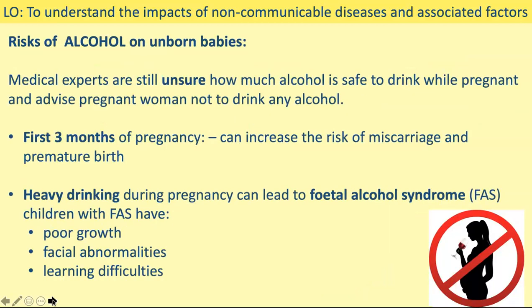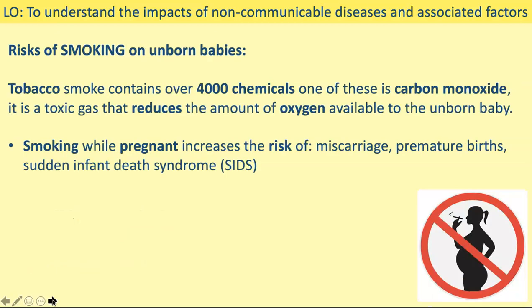There are risks of alcohol to unborn babies too. Medical experts are still unsure how much alcohol it's actually safe to drink while pregnant. So pregnant women are advised not to drink any alcohol at all. In the first 3 months of pregnancy, if you drink alcohol, you can increase the risk of miscarriage or premature birth, and heavy drinking during pregnancy can lead to fetal alcohol syndrome. Children with fetal alcohol syndrome often have poor growth, facial abnormalities, and sometimes even learning difficulties too.